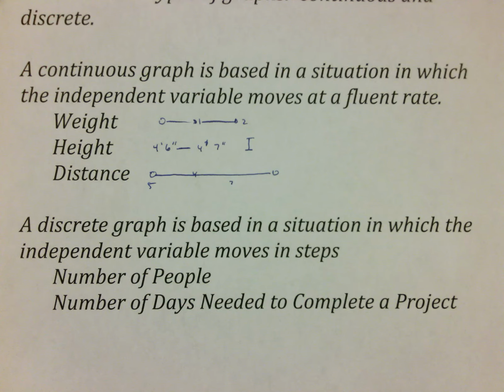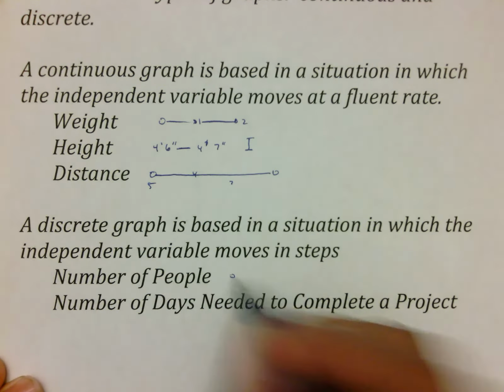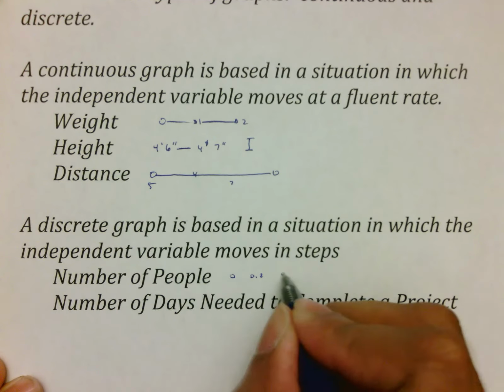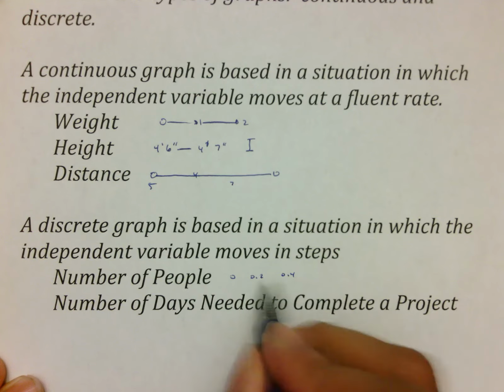A discrete graph is based in a situation where the independent variable moves in steps. If we're counting the number of people that walk into our room or walk into the school, it doesn't go 0 and then 0.2 people, then 0.4 people, because that's a portion of a person.